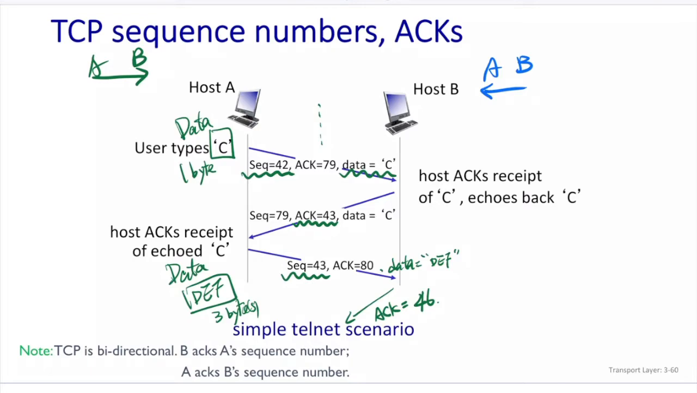So let's take a look at this one. At this moment, host B gets an ACK 79 from A to B. So that means A expects the next data packet will be 79. So the next packet from B to A, the sequence number will be 79. Okay, and there is a data packet.